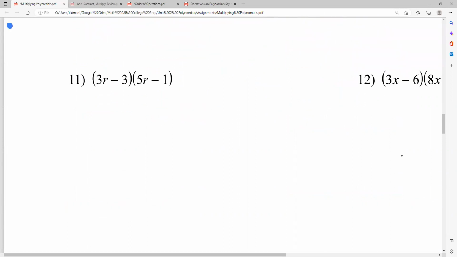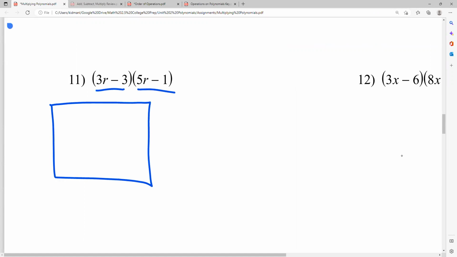Let's look at number 11. So I'm going to set up my box here. Because I've got 2 here and 2 here, I'm going to split it up into a 2 by 2. So my first one is going to be a 3r and a -3. My top is going to be 5r and a -1. Now, if you're not doing the matrix method and you're multiplying, you're going to do it the same way.